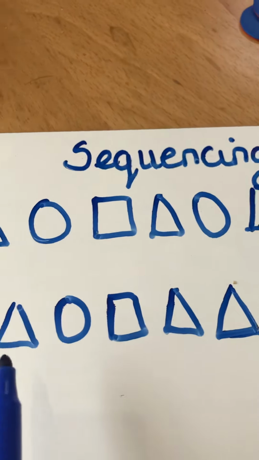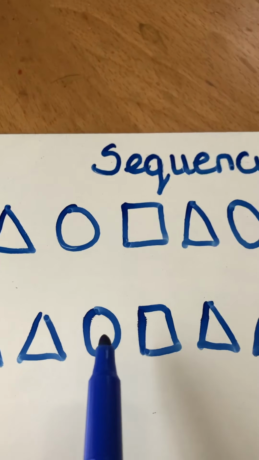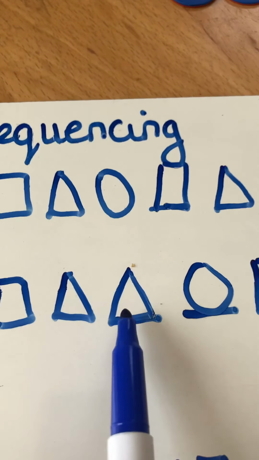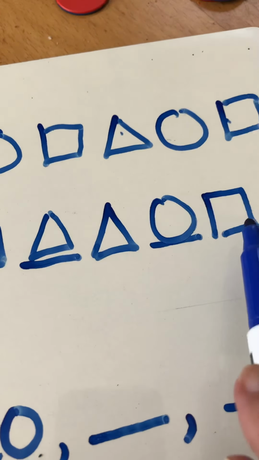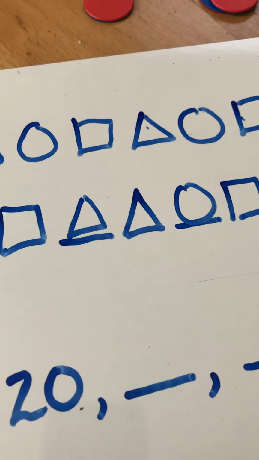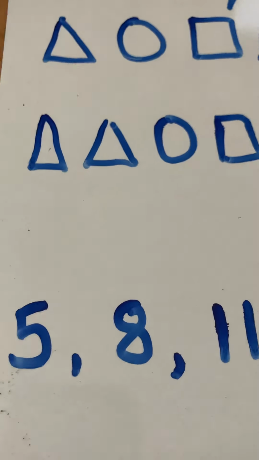So it's a repeated pattern. Triangle, triangle, circle, square. Triangle, triangle, circle, square, and so on. We can do this with numbers as well.